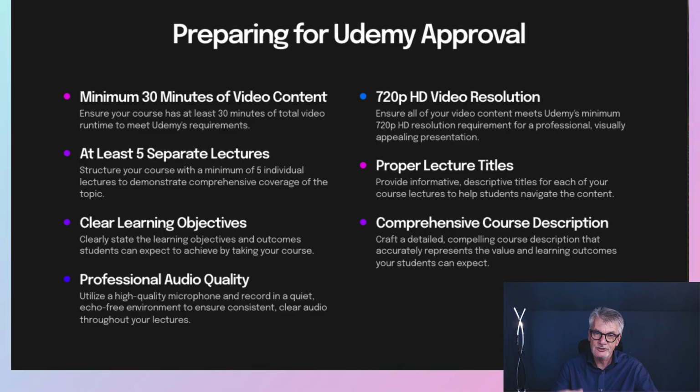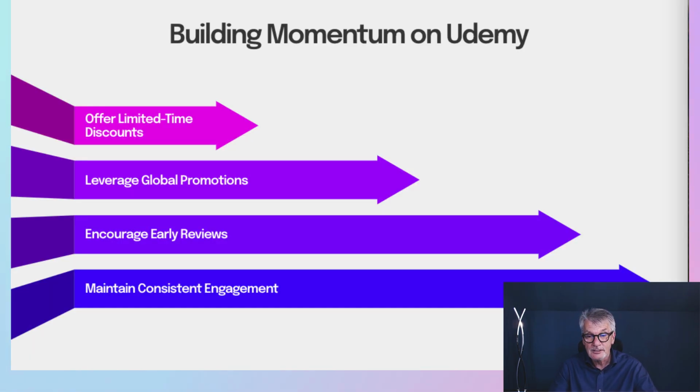Let's go over them. A minimum of 30 minutes of video content, at least 5 separate lectures, clear learning objectives that need to be stated up front, and proper video and audio quality that meet their technical standards. And finally, full lecture titles and course descriptions. Miss any one of these and that will trigger a rejection. The good news, these requirements don't require special expertise or expensive equipment. You do need to check each box methodically before submitting your course. If you get these right, then your approval chances will improve dramatically.